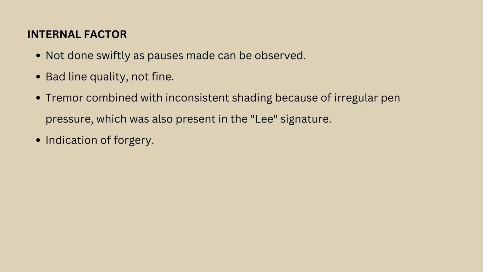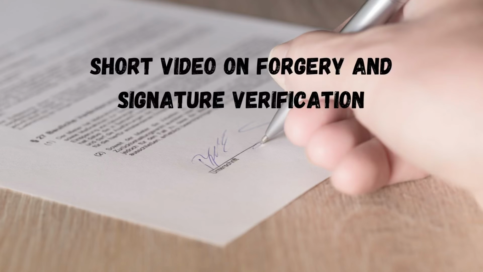Not only that, tremor combined with other suspicious features such as inconsistent shading because of the irregular pen pressure, which was also present in the Lee part of his signature, would be indicative of forgery. The authentic and also forged signature of Robert E. Lee will be shown after this short video on forgery and signature verification.